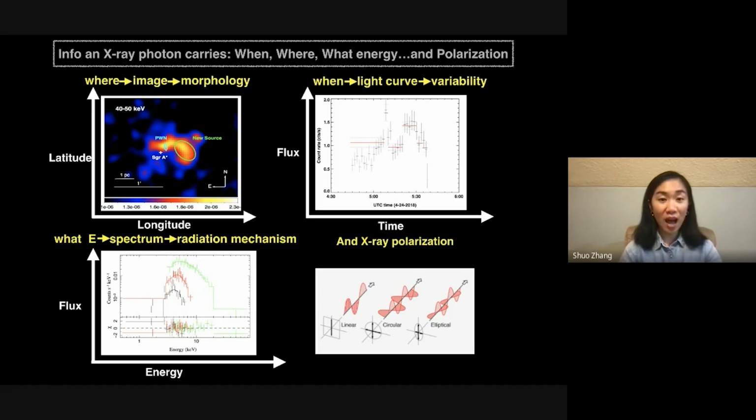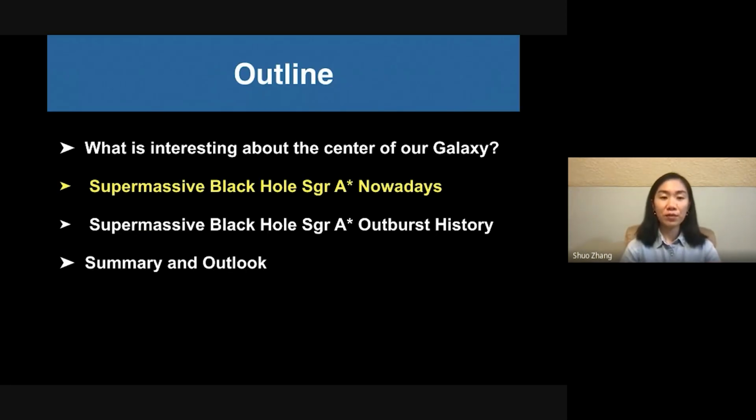Okay, so that is how we use the photons obtained by an X-ray telescope to study a source of interest. With those in mind, let me tell you a story of what Sagittarius A-star is doing nowadays. And if I have time, I'm going to very briefly tell you what Sagittarius A-star used to do a couple of hundred years ago.